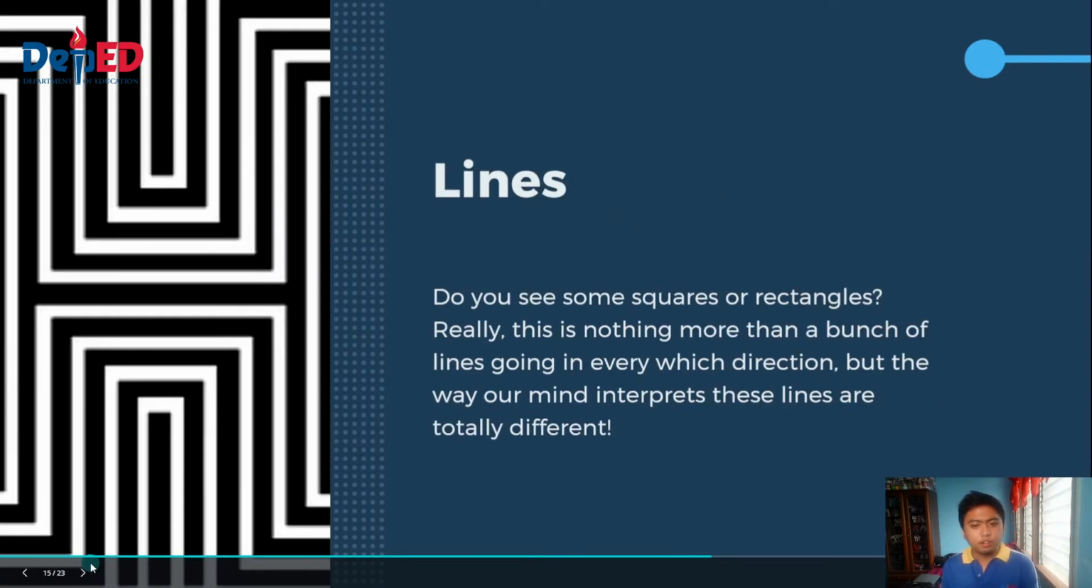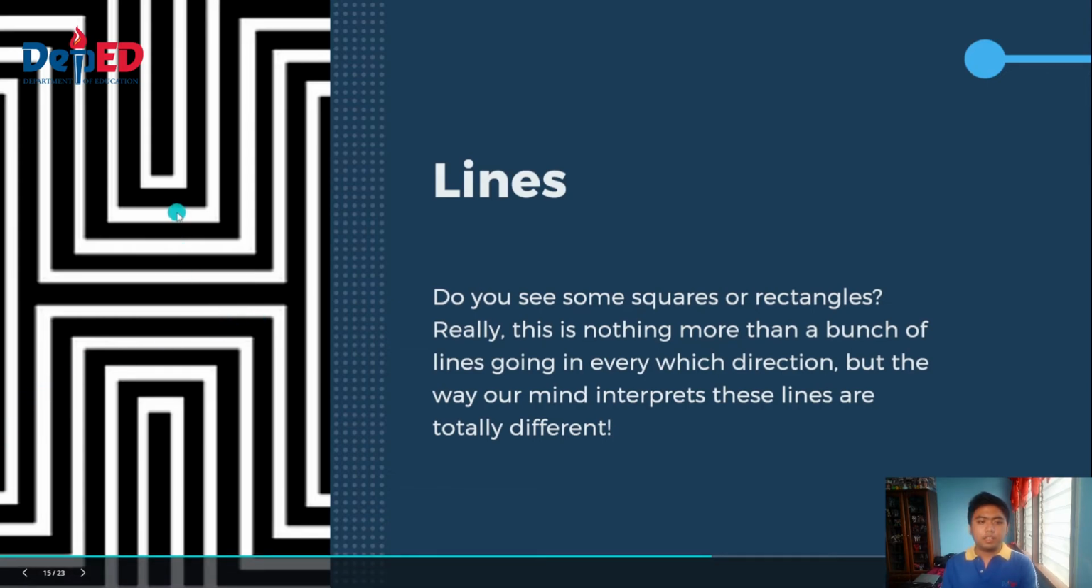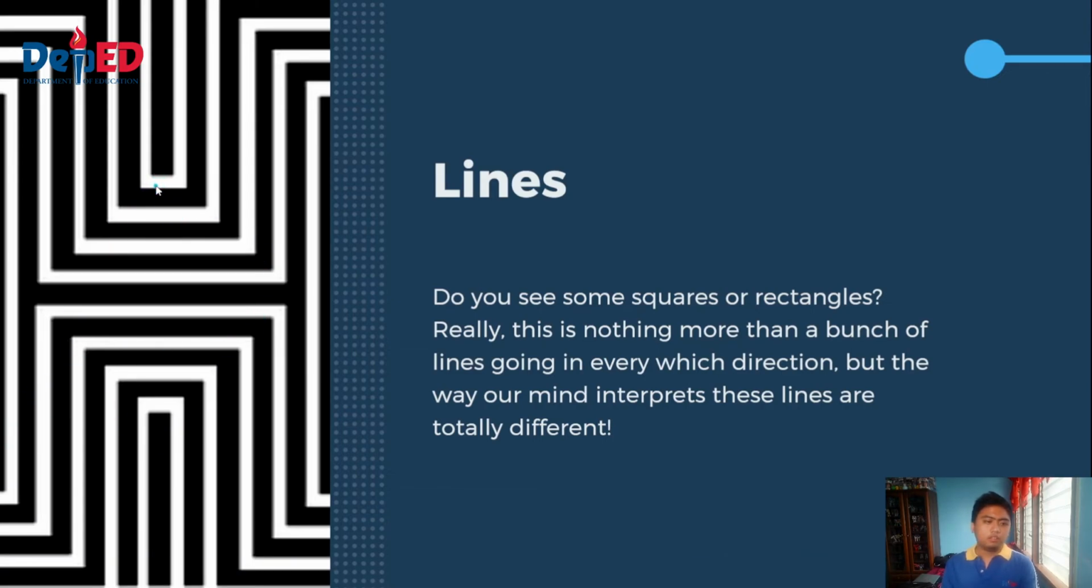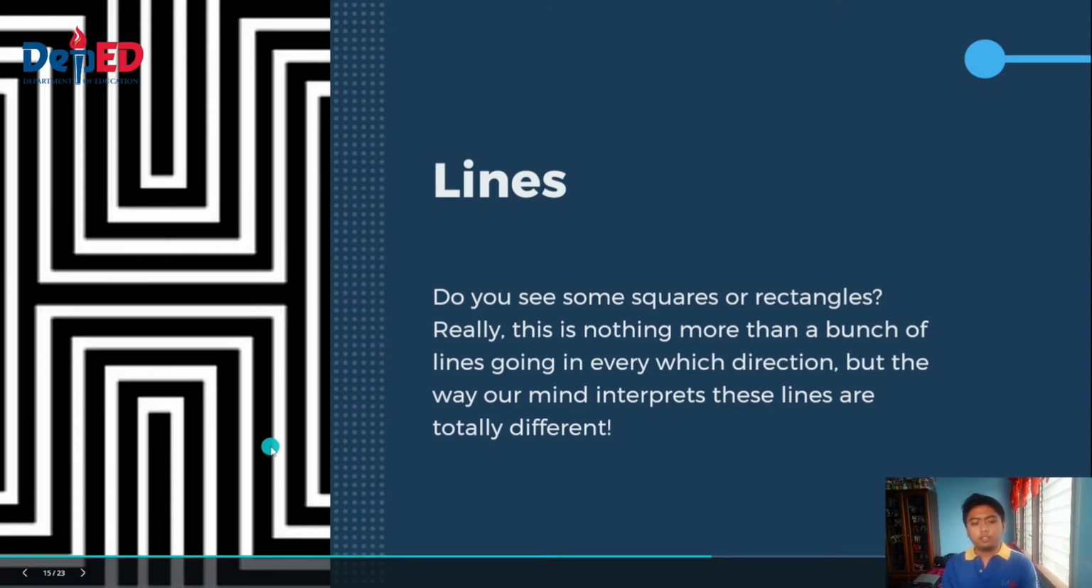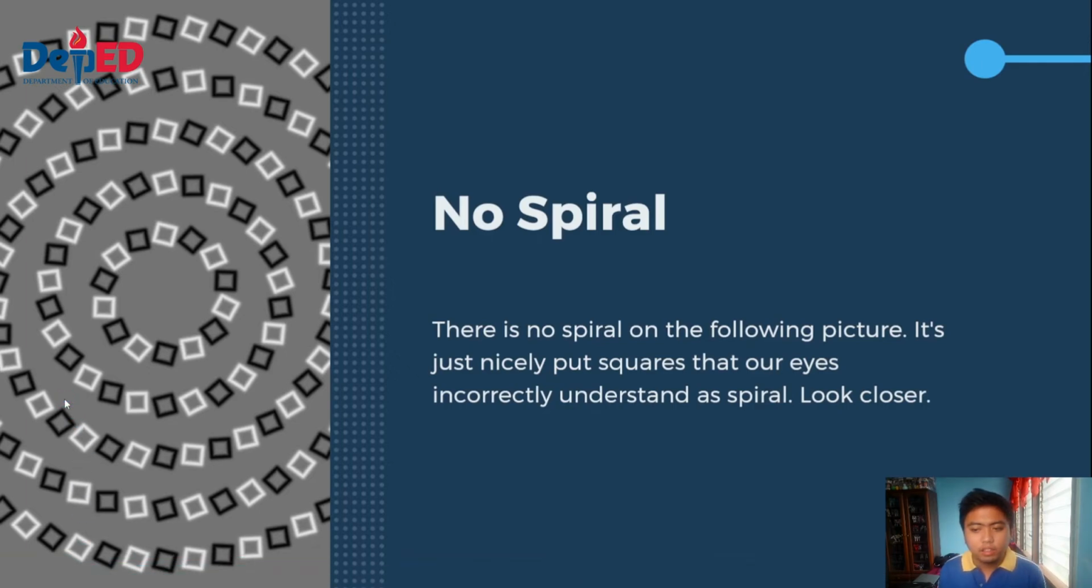Then you have lines, of course. Squares or rectangles can even form illusions by simply creating, for example, here, I'm seeing a diamond, a rhombus, but there's no drawing of a rhombus here. Then no spiral. There is no spiral in the following pictures. It's just nicely placed squares that are incorrectly understood by the eyes as spirals. If you look here, like the description said, it's squares forming a circle, but there is no spiral effect here. It's just proper placement.